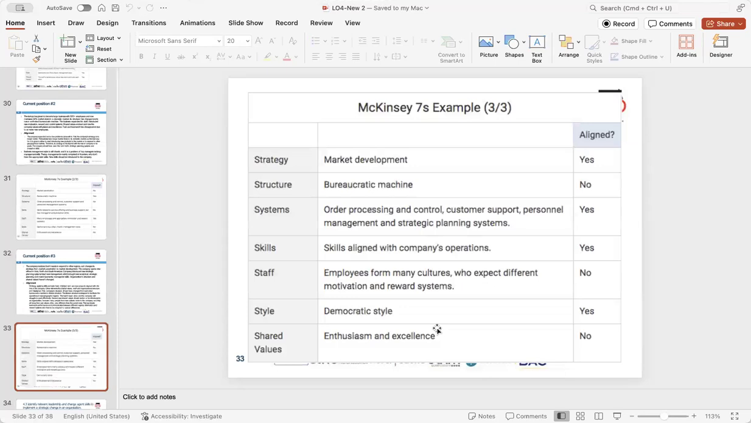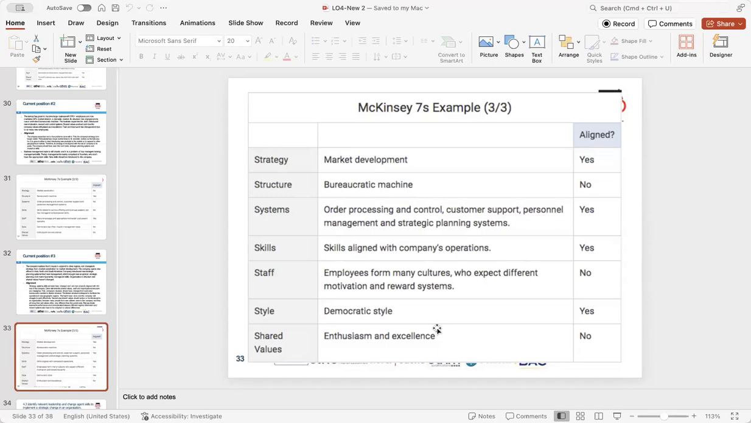Again, if we talk about the 7S model, market development is effectively aligned with the company's expansion goals. Structure: the bureaucratic structure is no longer suitable for the company's expanded operations. The company has implemented a comprehensive set of systems, including order processing, control, and customer support. Skills within the organization are aligned with its operational needs, supporting effective execution of the strategy.